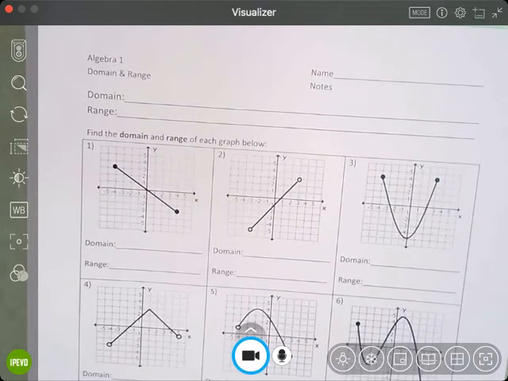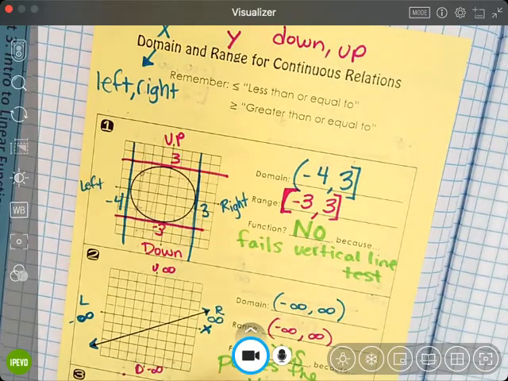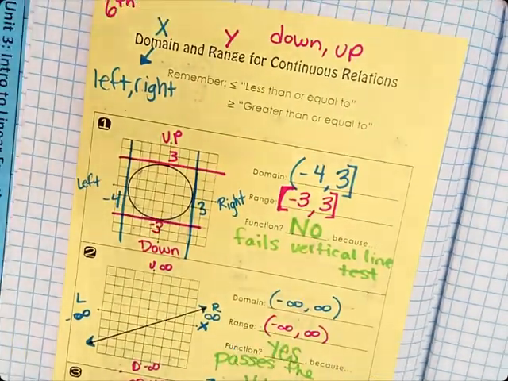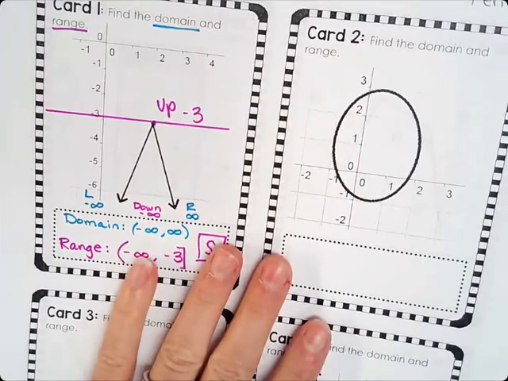Today we are continuing to talk about domain and range. So what we have been doing for continuous relationships is writing our domain and range as intervals. Well, today we are going to write them as inequalities. So I'm going to teach you how to write your domain and range as an inequality. After we finish, this will be what you work on the rest of the class period.